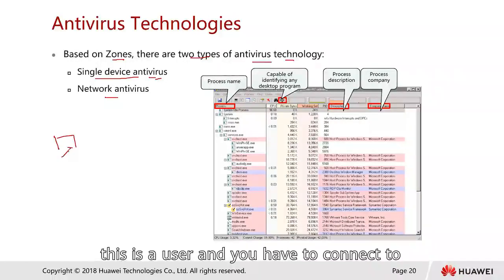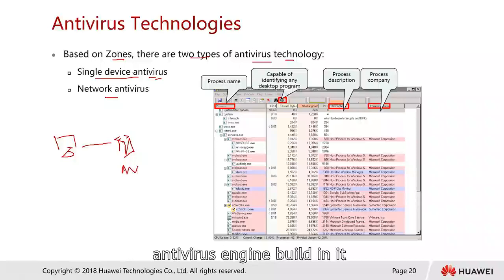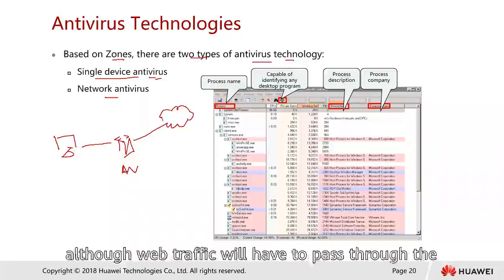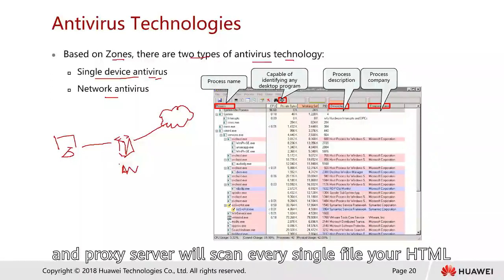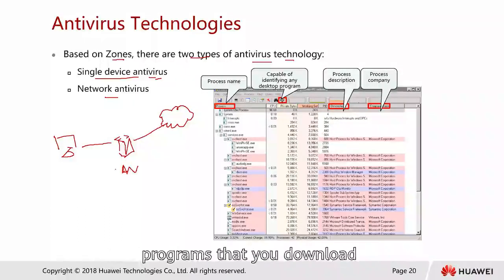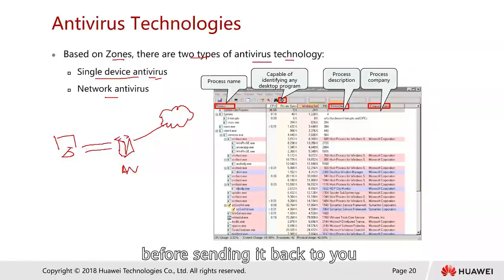For example, this is a user, and you have to connect to the company proxy, where the proxy has the antivirus engine built in. All the web traffic before you go to the internet has to pass through the proxy server, and the proxy server will scan every single file, your HTML, your JPEG, your AVI, your MP4, your EXE programs that you download, and make sure everything is cleaned before sending it back to you.